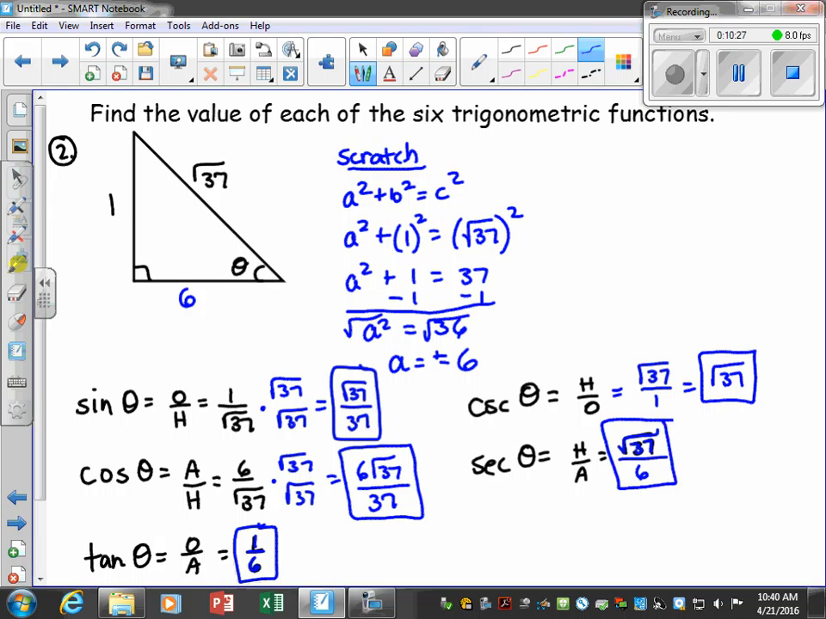And then our last one's going to be our cotangent theta, which is adjacent over opposite. And let's come up here. So adjacent is 6. Opposite of theta is 1. So that would just be 6 over 1, which is 6. Now that one wouldn't have been bad, right? Reciprocal of this. But keep that in mind if you use reciprocal properties.